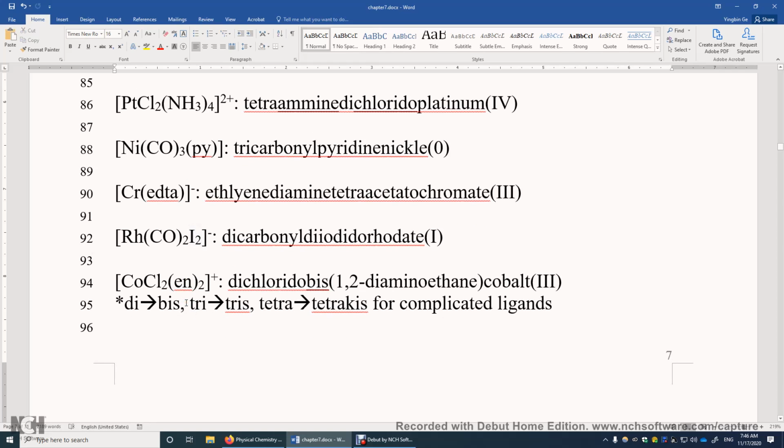Now, what if the ligand name is complex? This EN stands for 1,2-diaminoethane. This is the IUPAC name for NH2, CH2, CH2, NH2. So you have 2 amino groups replacing 2 hydrogen atoms in ethane. So the ligand name is 1,2-diaminoethane, and because this ligand name is very complex, we're not going to say di-1,2-diaminoethane. We say bis 1,2-diaminoethane.